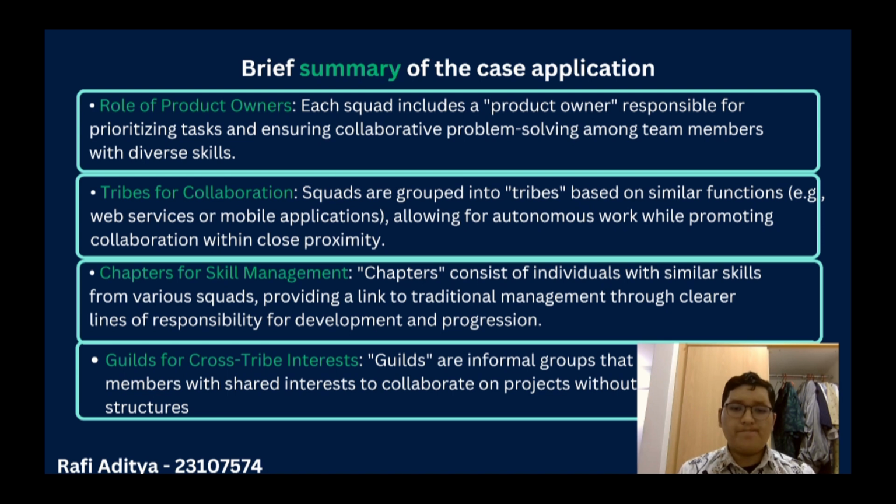And tribes for collaboration. Squads are grouped into tribes based on similar function, allowing for autonomous work while promoting collaboration within close proximity. And chapters for skill management. Chapters consist of individuals with similar skills from various squads, providing them a link to traditional management through clear lines. And guilds for cross-tribe interests. Guilds are informal groups that span tribes, where members with shared interests collaborate on projects without formal management structure.